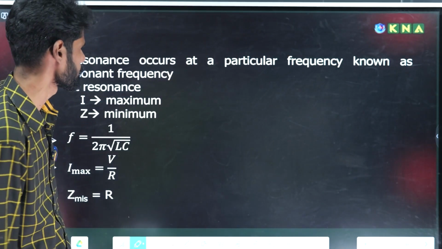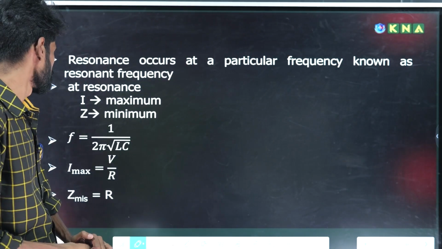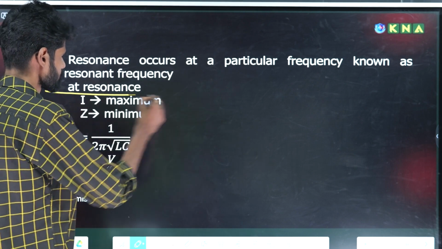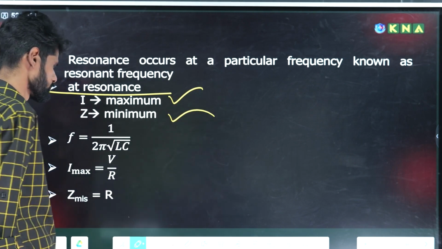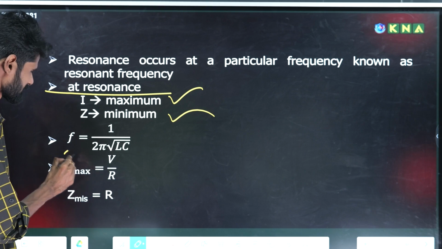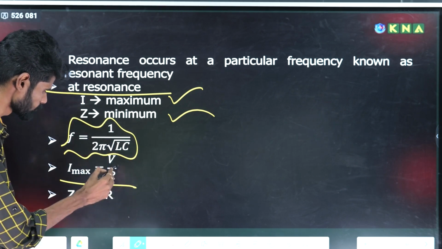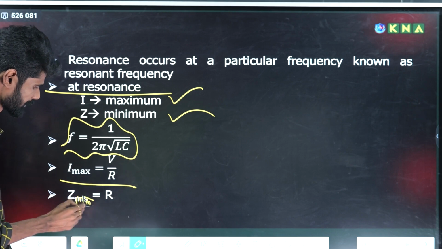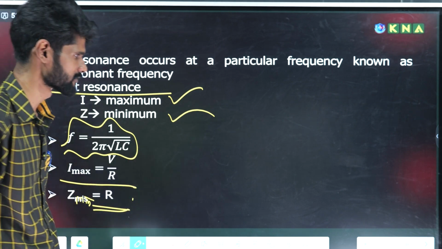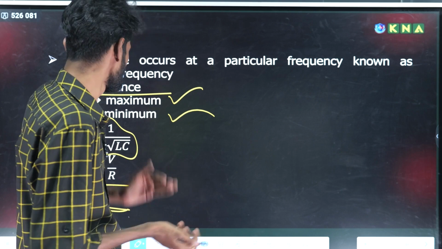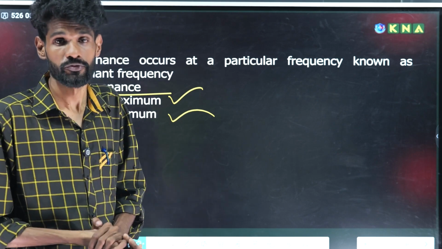Resonance occurs at a particular frequency known as the resonant frequency. At resonance, current is maximum, so impedance is minimum. The frequency of resonance is given by 1 by 2 pi root LC. Maximum current is V by R, and minimum impedance is equal to resistance. At resonance, it acts as a pure resistive circuit.